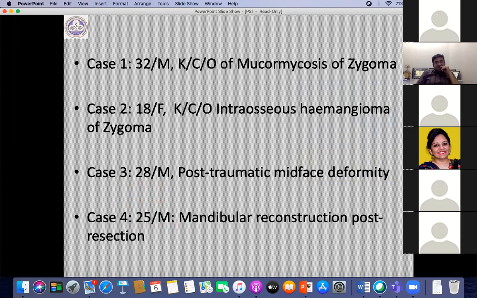So I'll be discussing 4 cases. The first 2 were of zygoma reconstruction. The third one was post-traumatic mid-phase deformity, where we used 2-piece PSIs. And the last one was a mandibular reconstruction we did last year in 2019.